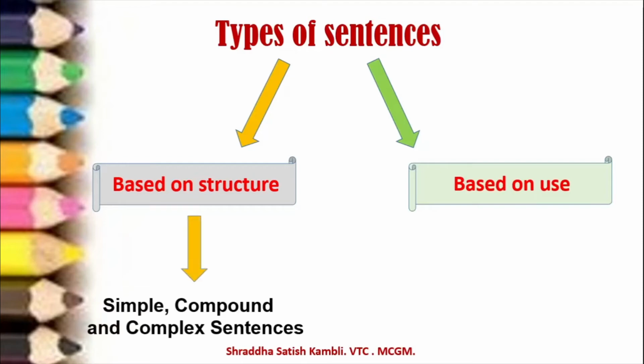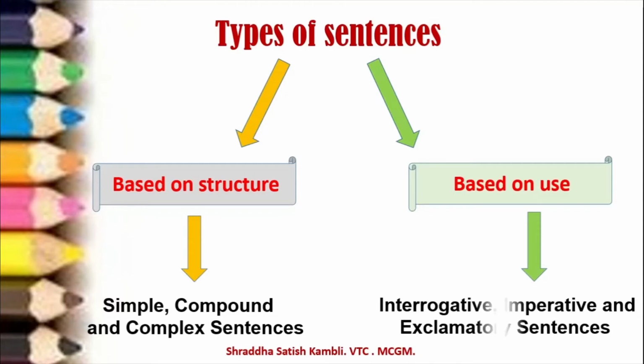Now let us come to sentences based on structure. So we have simple sentences, compound sentences and complex sentences. We also have complex compound sentences, which we are not going to do now because it is not mentioned in your textbook. Okay? Based on use, again, we have sentences which are interrogative, imperative, exclamatory, etc. So you see, when I say types of sentences, from now on, you should not have any kind of confusion in your head. So types of sentences could be based on structure, it could be based on use.